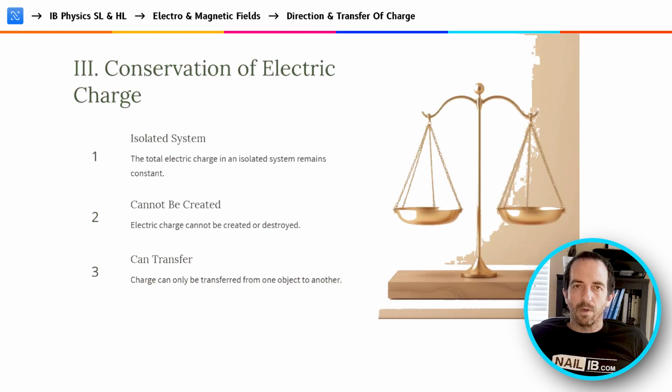What about the law of the conservation of electric charge? Electric charges follow the laws of conservation. In other words, within an isolated system, the electric charge will remain constant. You cannot create or destroy charge within an isolated system, or at all. You could transfer charges between systems, between objects.